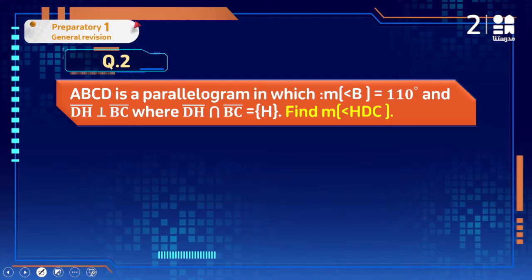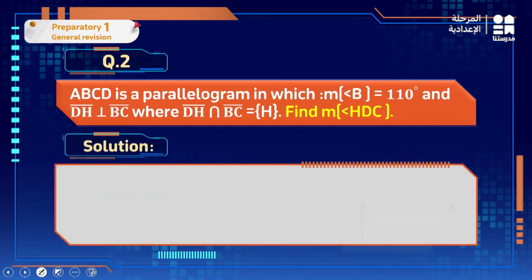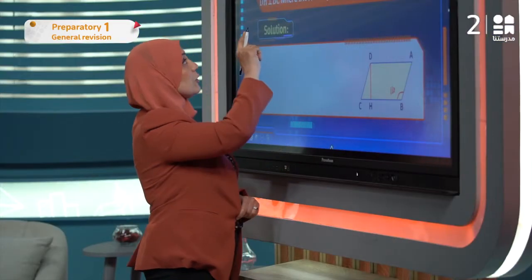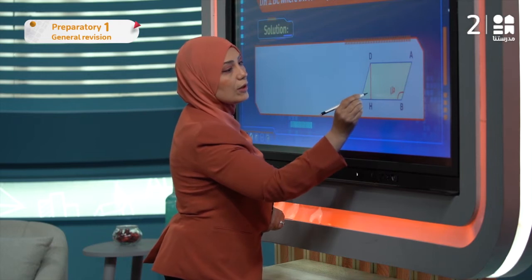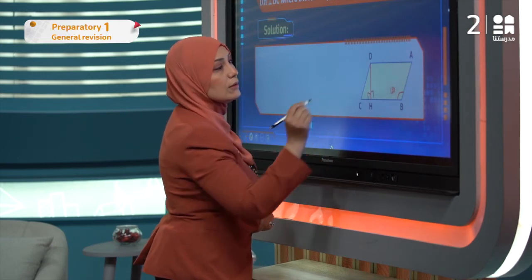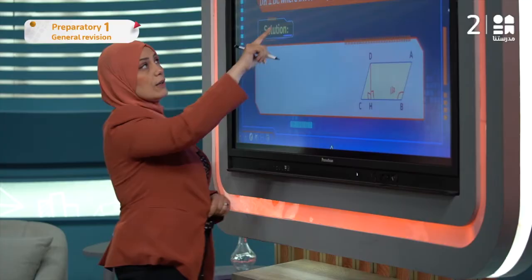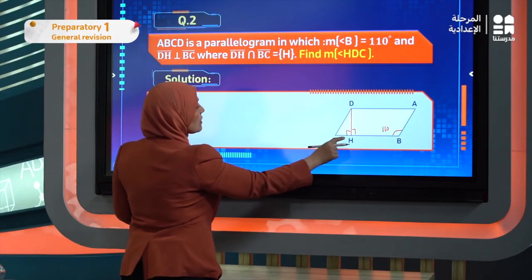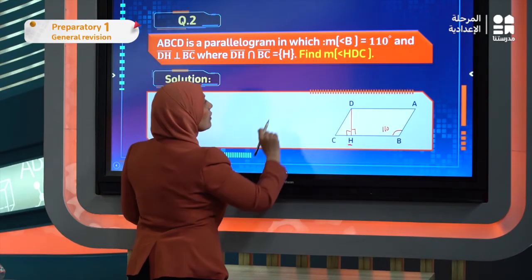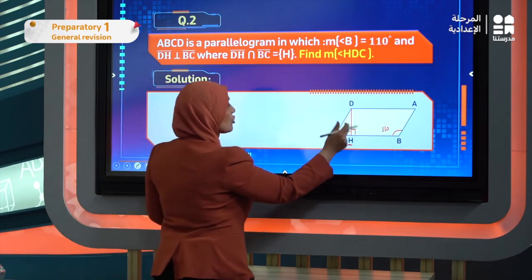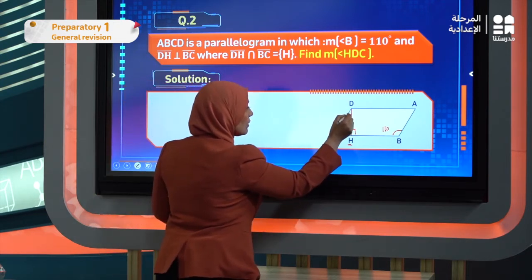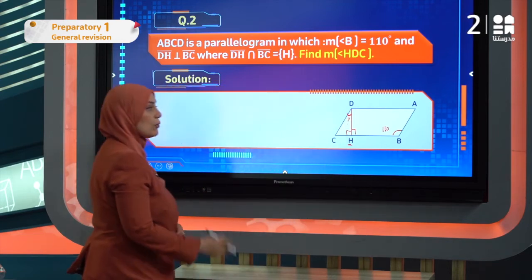Question 2. ABCD is a parallelogram in which the measurement of angle B is 110 and DH perpendicular to BC. So here we have 90 degrees and here also 90 degrees. Then HD intersects BC at H. So that's our point. Find the measure of angle HDC. We need this one. Let me put a question mark here. How can we find it?